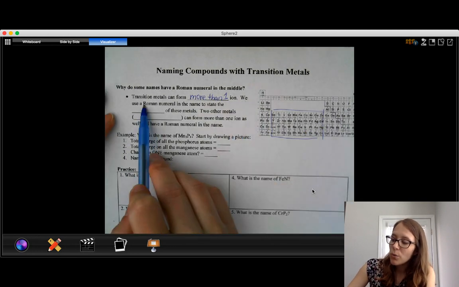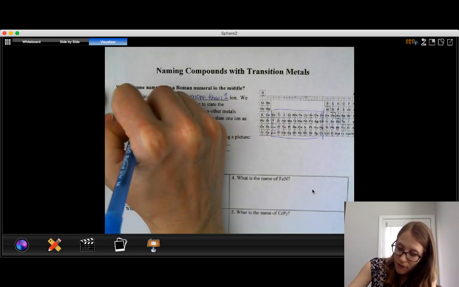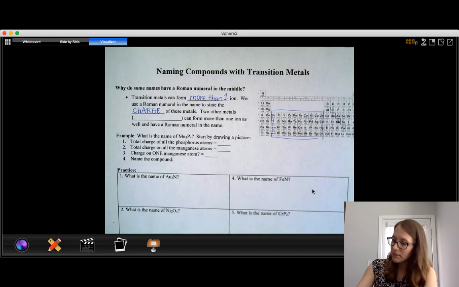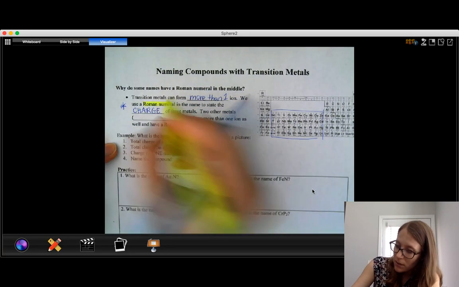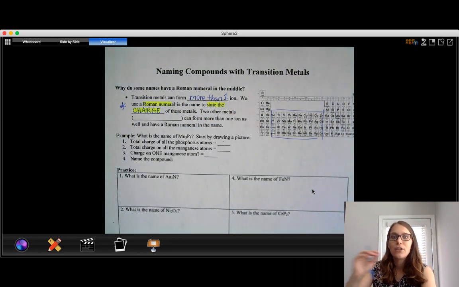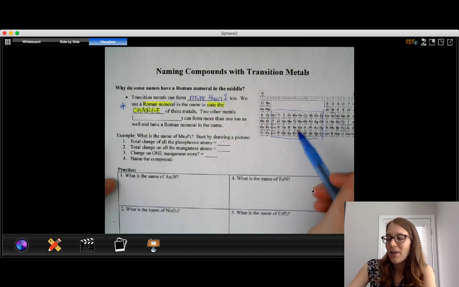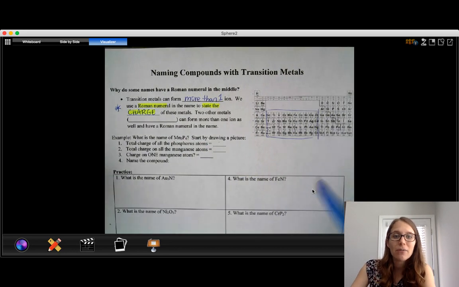We are going to use a Roman numeral in the name to state the charge of the metal in the compound. So this is really important. The Roman numeral tells us the charge. So if I say lead 2 chloride, the 2 means lead with a charge of 2, because otherwise, if I don't tell you, you don't know what the charge of lead is from the periodic table. So you have to be told in the name what the charge is.